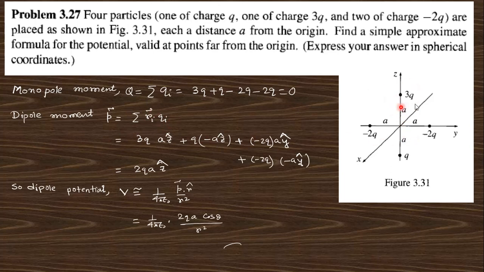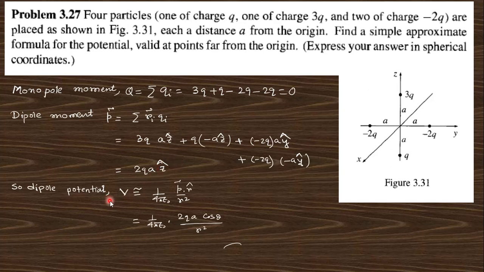In case of the 3q, the position vector is a z cap. In case of q, the position vector is minus a z cap. In case of minus 2q, it is minus a y cap, and in case of the other minus 2q, the position vector is a y cap. So if you put all these things in, you finally get 2aq z cap.